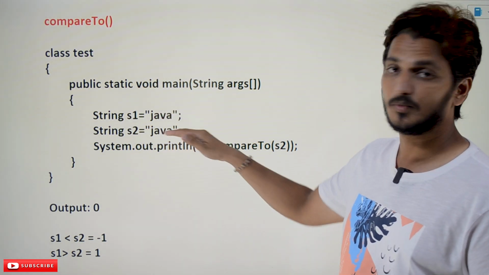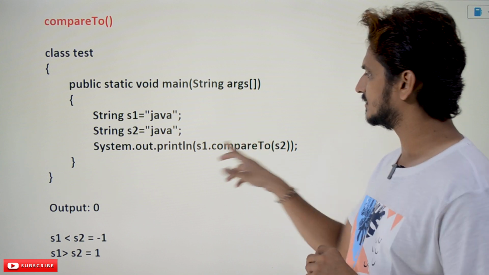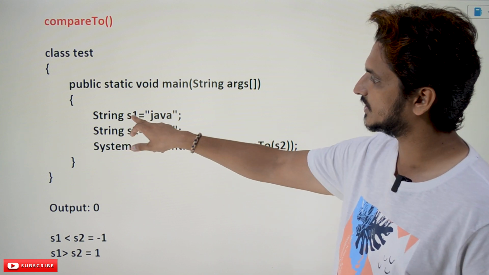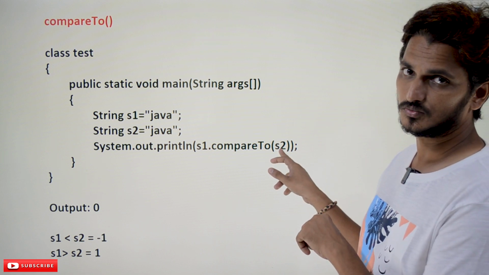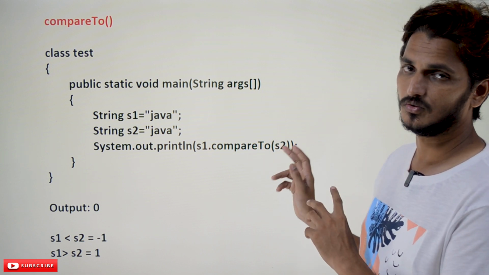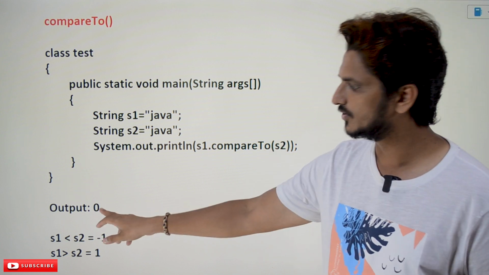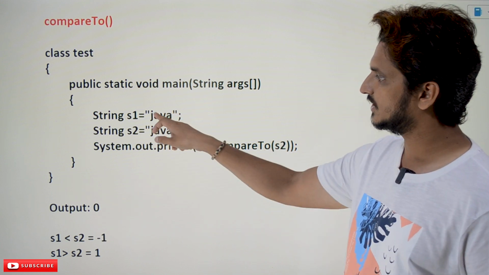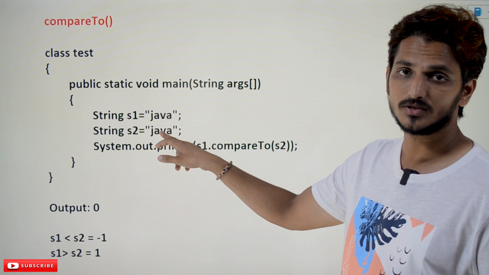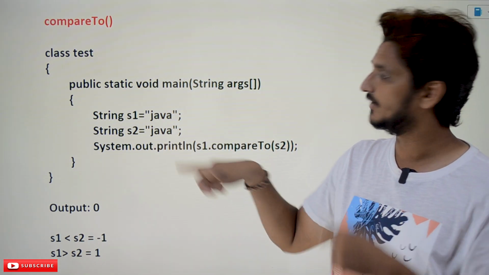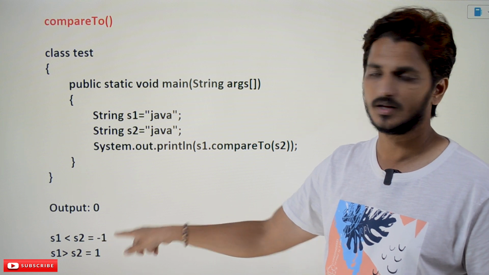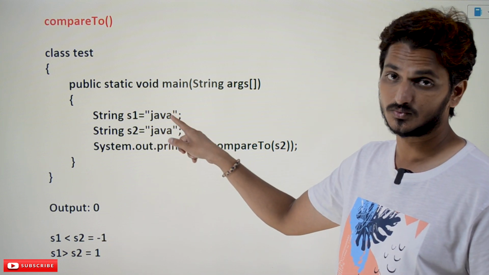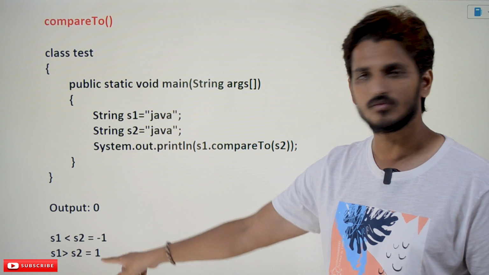If both are the same, it is going to return s1.compareTo(s2). You have to mention s2, so it is going to compare s1 and s2. If both are the same, it is going to return 0. If s1 is less than s2 in the dictionary order, it is going to return -1. If s1 is greater than s2, it is going to return 1.